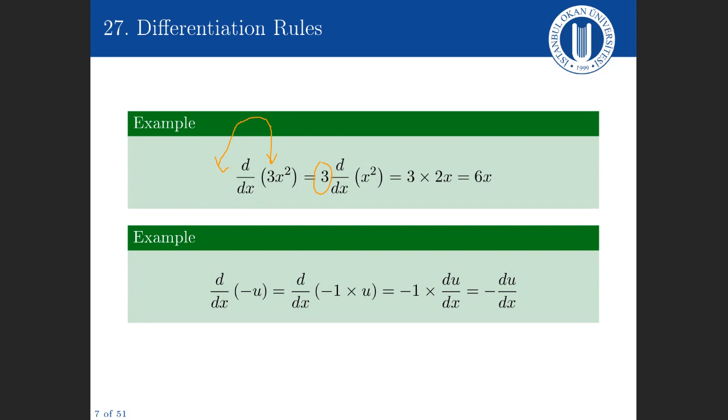X to the power n, we know how to do this. The derivative of x squared must be 2x using our formula. We end up with 3 multiplied by 2x, or 6x.